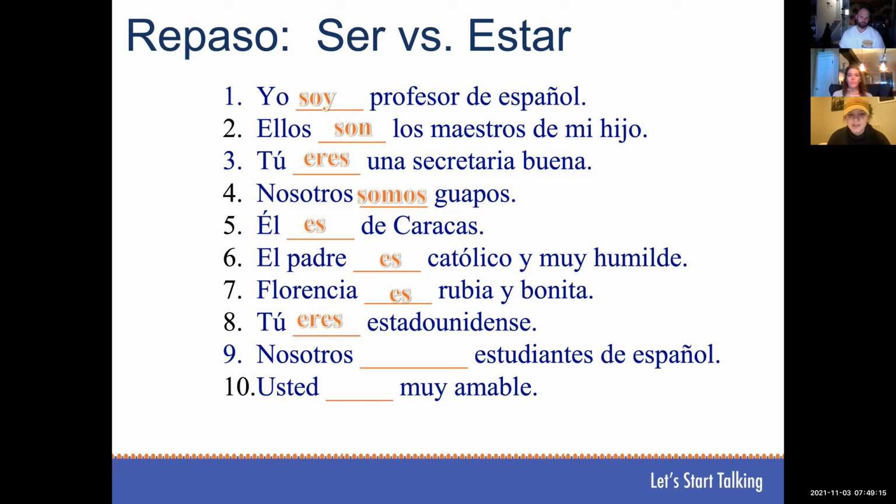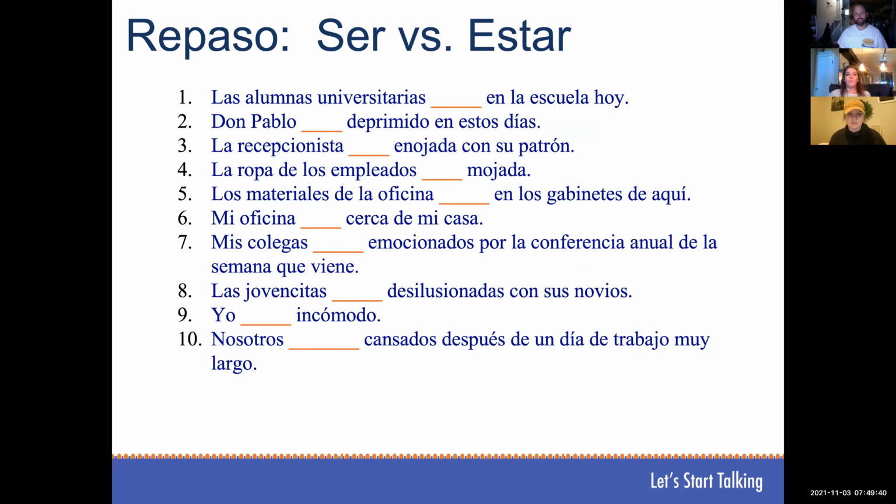Tú eres estadounidense. Nosotros somos estudiantes de español. Muy bien. Usted es muy amable. Muy bien. All right, same thing here. Choose between ser and estar.